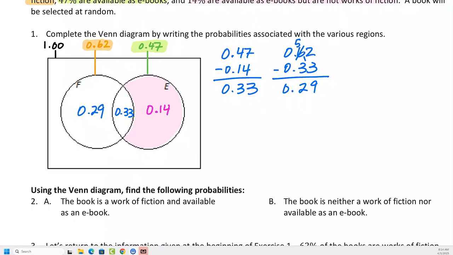Okay, and now I just need to calculate what is outside of the two circles. That would be the books that are not available as ebooks and are not works of fiction. In order to do that, we're going to take our 100%, the 1, and subtract these numbers here: subtract the 0.36, the 0.26, and the 0.14. When you subtract those numbers, you get 0.24.